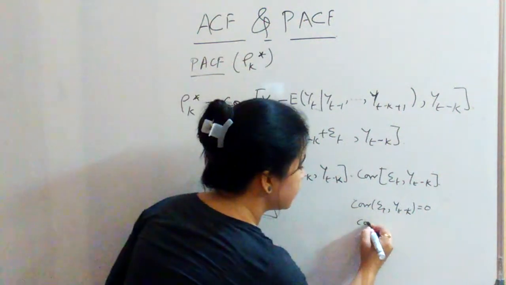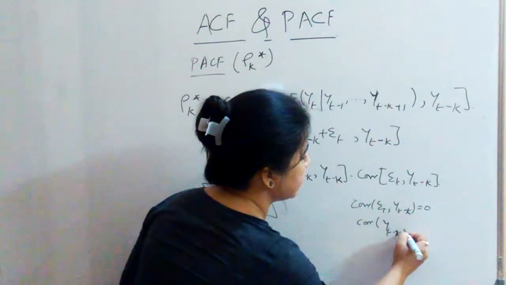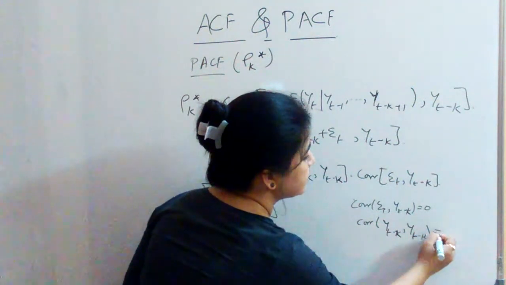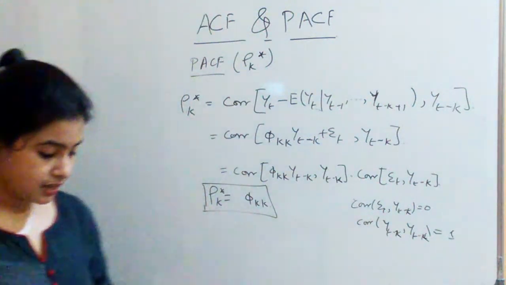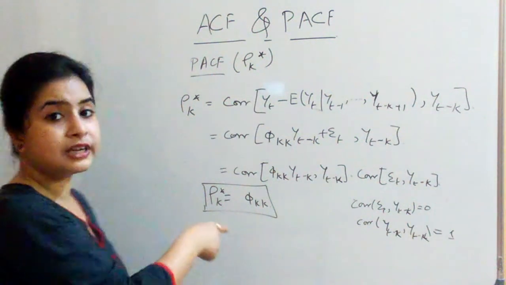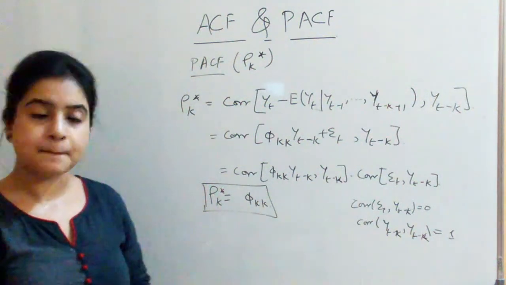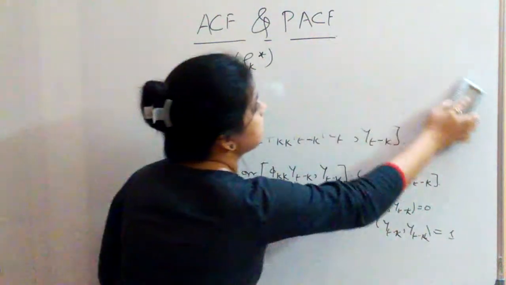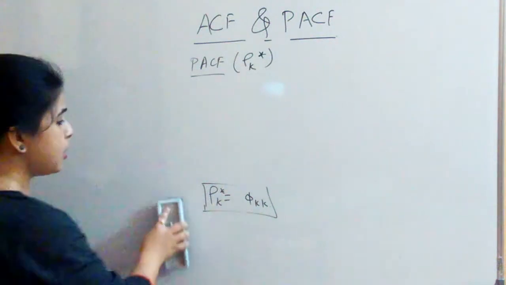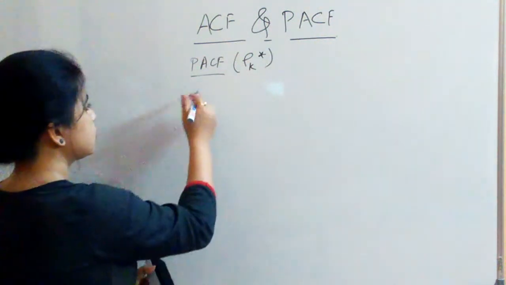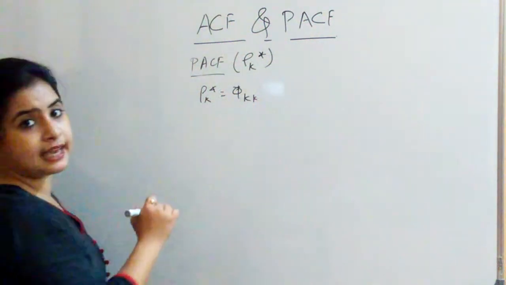And if you are wondering how we obtain this, the correlation between yt minus k and yt minus k is absolutely 1 because it is the same term. Okay, so this is the partial autocorrelation function for the AR series because we have started with the AR series. Now, this is the general form of the function for the AR series, partial autocorrelation function. So what we obtain is that rho k star is equal to phi kk, right?